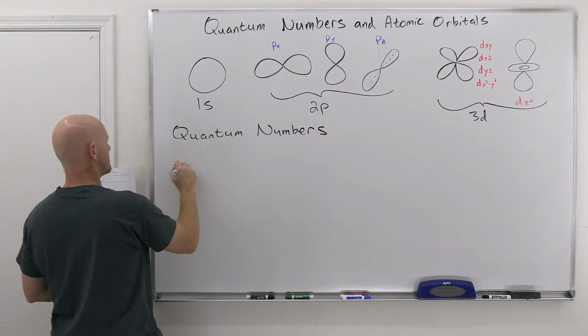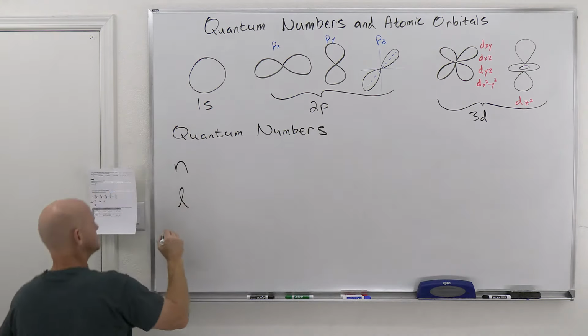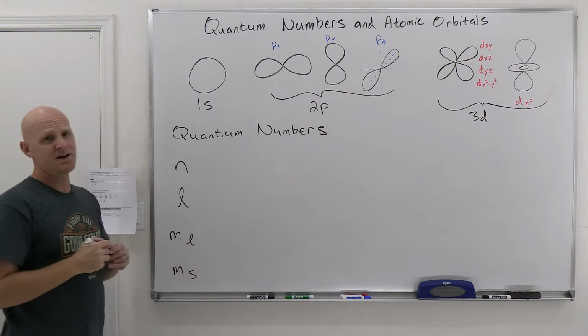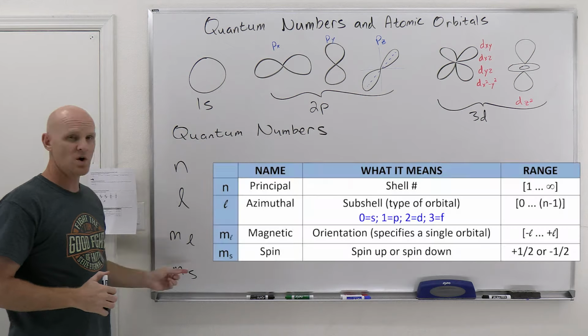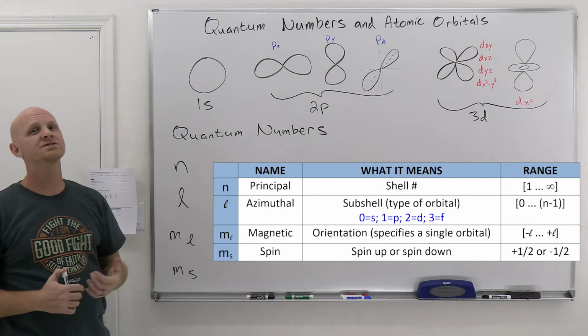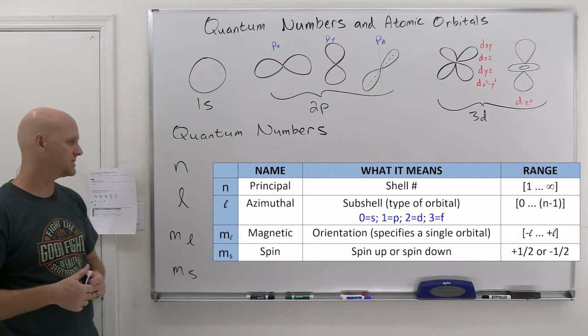It turns out there are 4 of them. There's n, there's l, there's m sub l, and there's m sub s. You should know the name of each of these quantum numbers. You should know what they tell you, and you should know what range of values are possible.